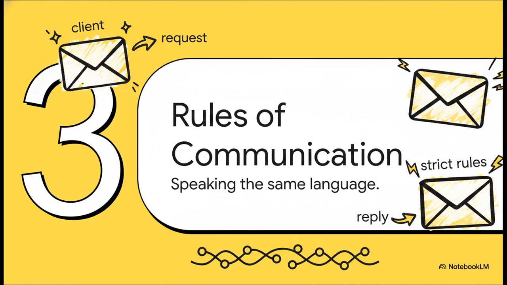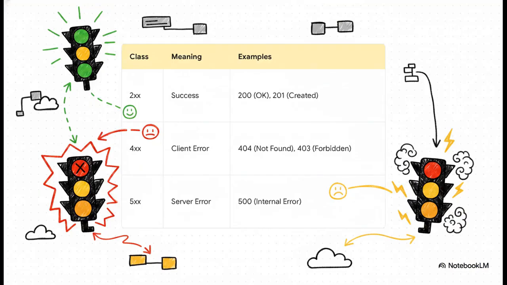But hey, communication is a two-way street. The server also has to follow a really strict set of rules when it replies, so that the client knows exactly what happened, whether it worked or if something went wrong. And this is where HTTP status codes come into play. These little numbers are universal shorthand. Just think of them like traffic lights.